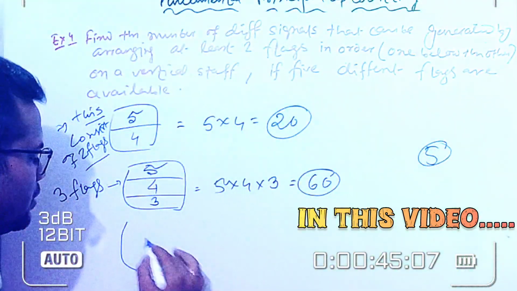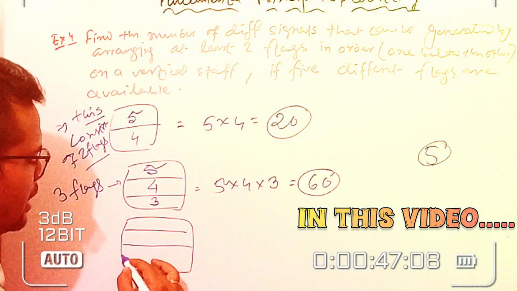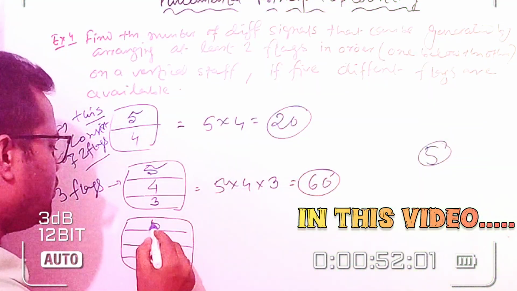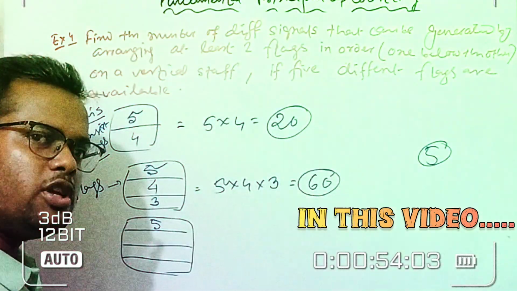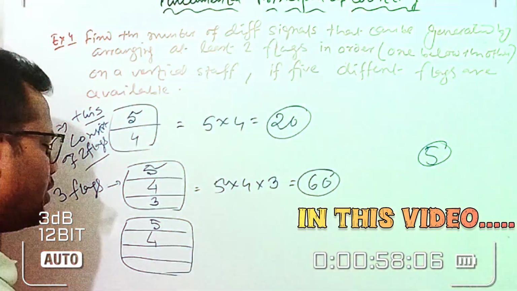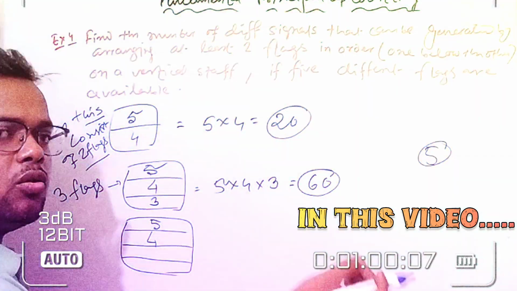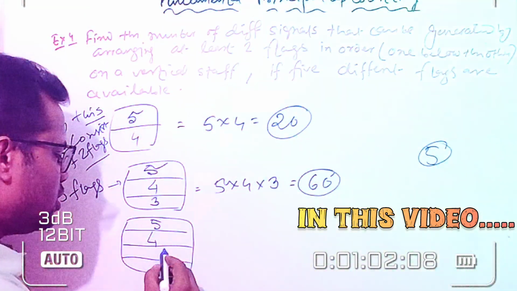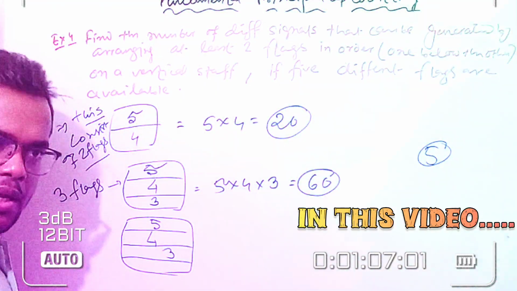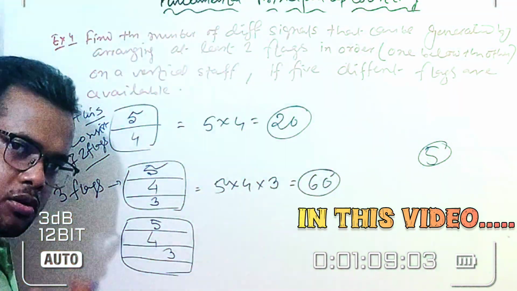Now if there is a signal consisting of 4 flags, we have 5 different flags. At first we write 5, as 5 flags can be chosen in 5 different ways. Then if 1 flag has been taken, there are only 4. So 4 flags can be chosen in 4 different ways. Then among 4, 1 has been taken, so there are only 3. 3 flags can be chosen in 3 different ways. And if 1 is taken from 3, there are only 2 flags. So 2 can be chosen in 2 different ways.